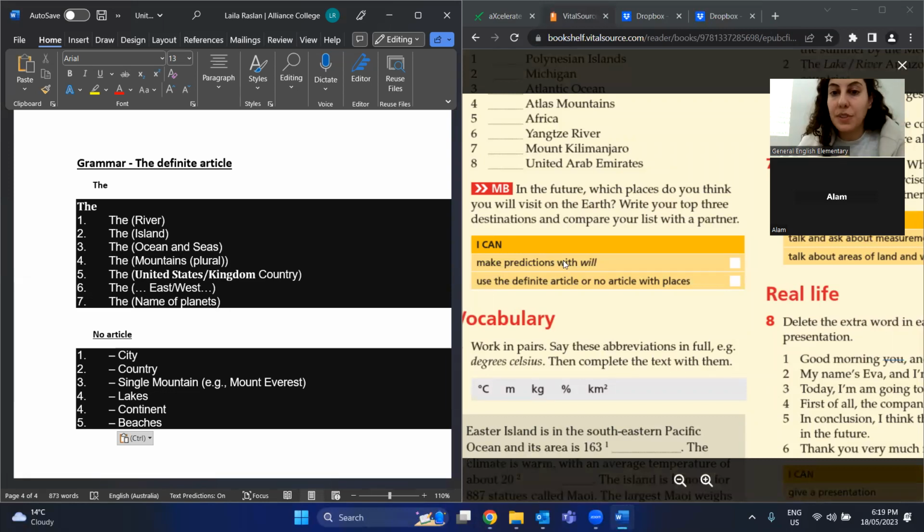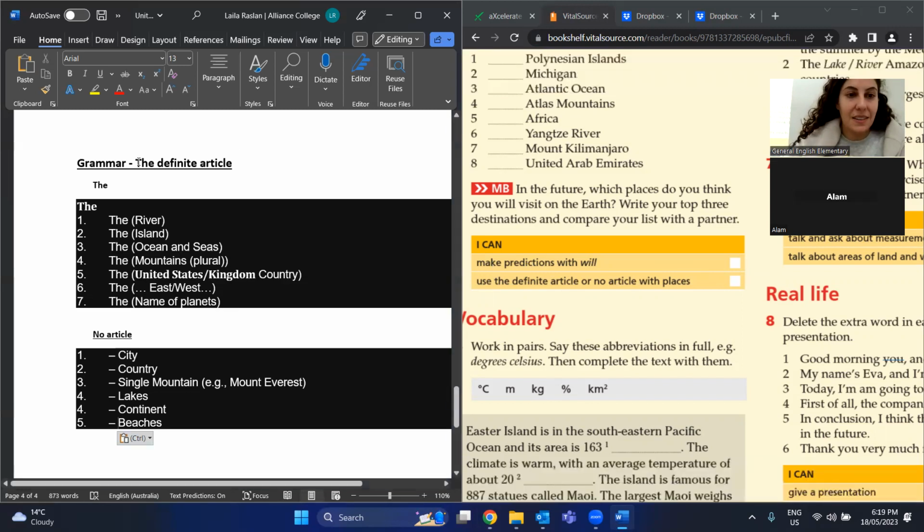I can make predictions with will. Predictions means I can say something about the future that I think will happen. So we can make predictions with will. Tick. We can use the definite article or no article with places. So these were all places: rivers, island, oceans, seas, mountains, countries, lakes, beaches.